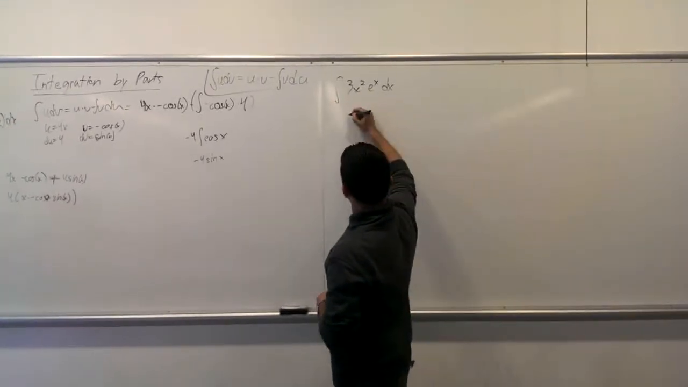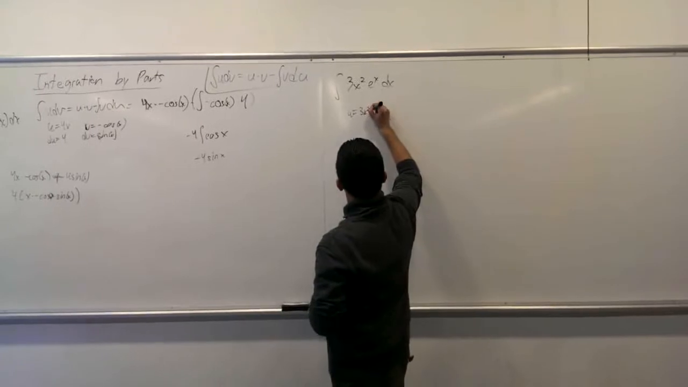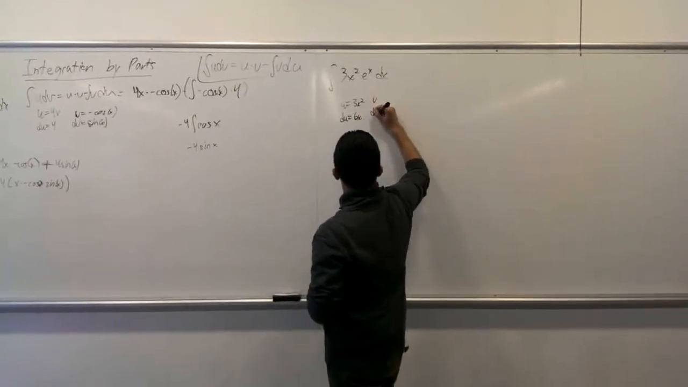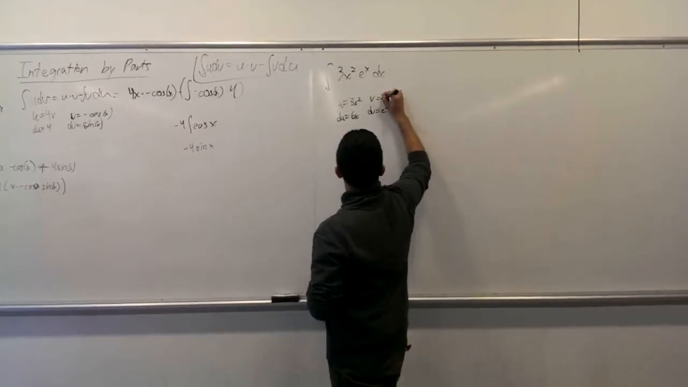So putting this as u, the derivative, as I said, is 6x. v and dv are both going to be e to the x.